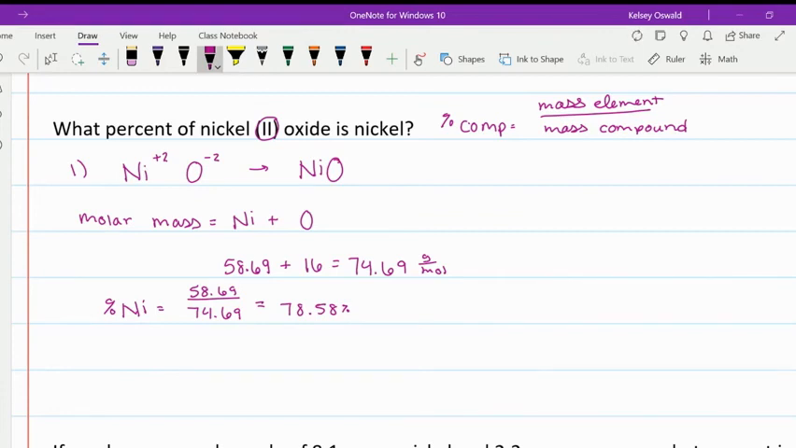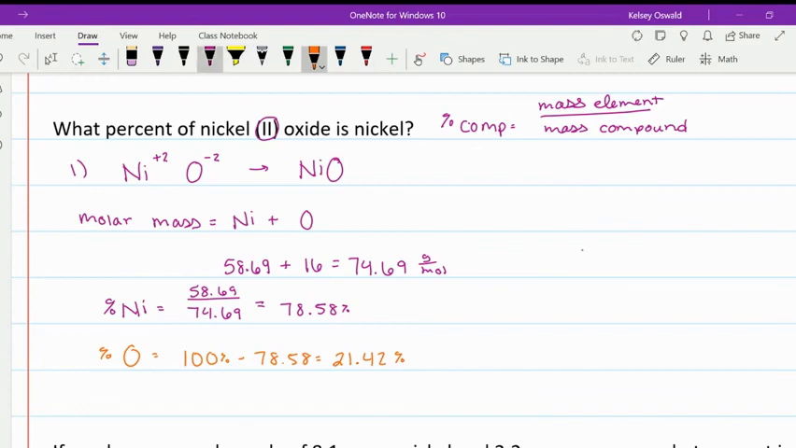If we wanted to, we could find the percentage of oxygen just by taking 100% minus the percent that comes from nickel, because we know percents always have to add up to 100. So that leaves us with 21.42% remaining that has to come from our oxygen.